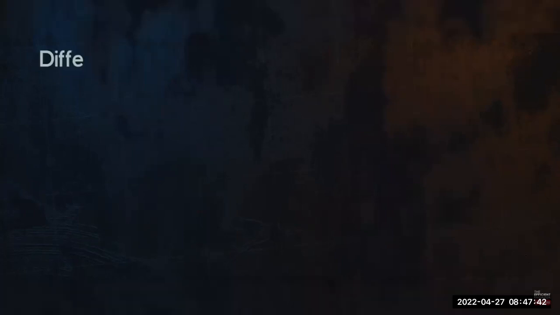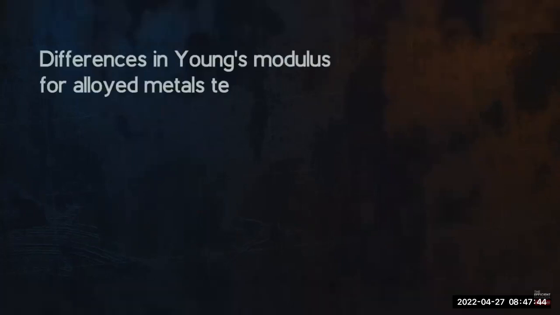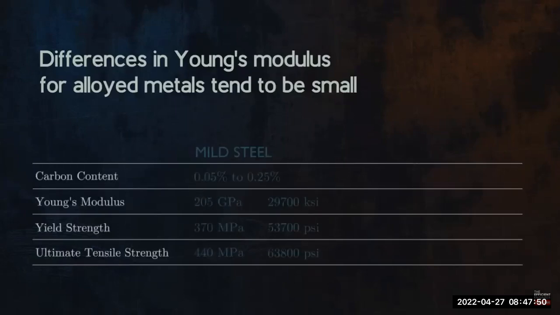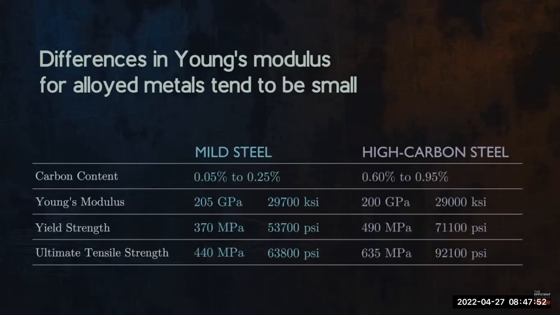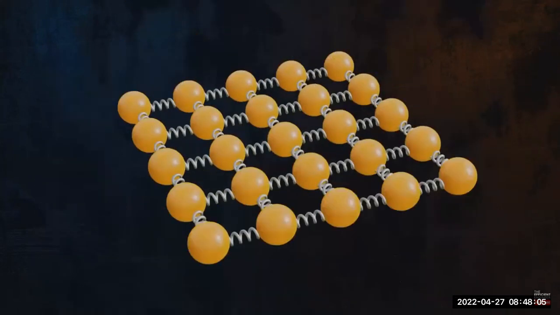Looking at things on the atomic level can also help explain why differences in Young's modulus for alloyed metals tend to be small. Let's take the example of carbon steel. Mild steel and high carbon steel have quite different mechanical properties. Their yield strengths, for example, are very different, and yet they have very similar Young's modulus values, which at first glance might seem surprising. We can explain it using our interatomic bonds model.